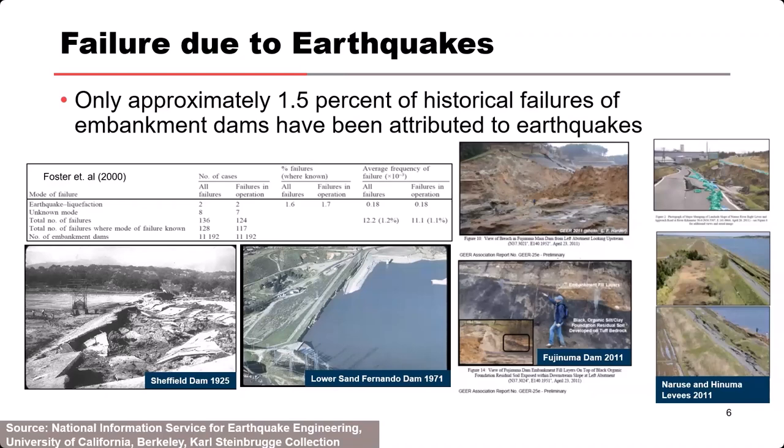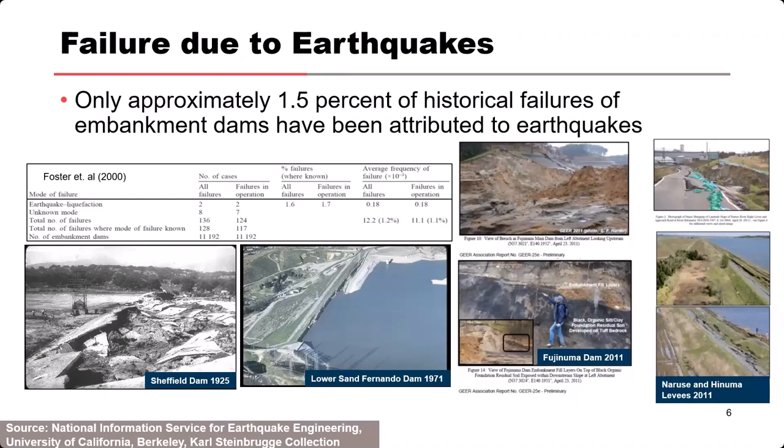We had Sheffield Dam, in 1925, where a foundation liquefaction occurred in this dam due to the earthquake in 1925. And we had failure of the dam, as you can see here. It actually did release the reservoir. It flooded San Diego. No one got killed. We got lucky. The flood depth wasn't deep enough, but we did lose the dam in 1925.